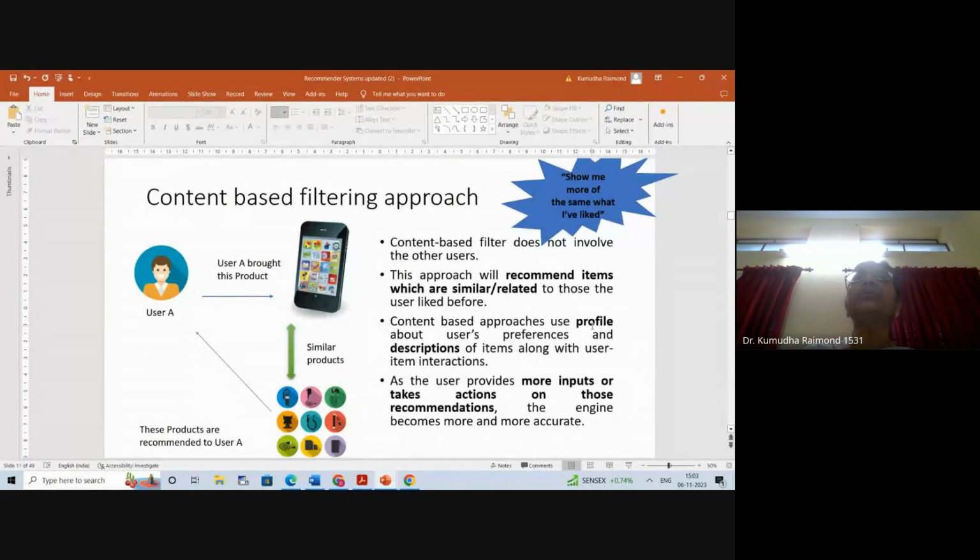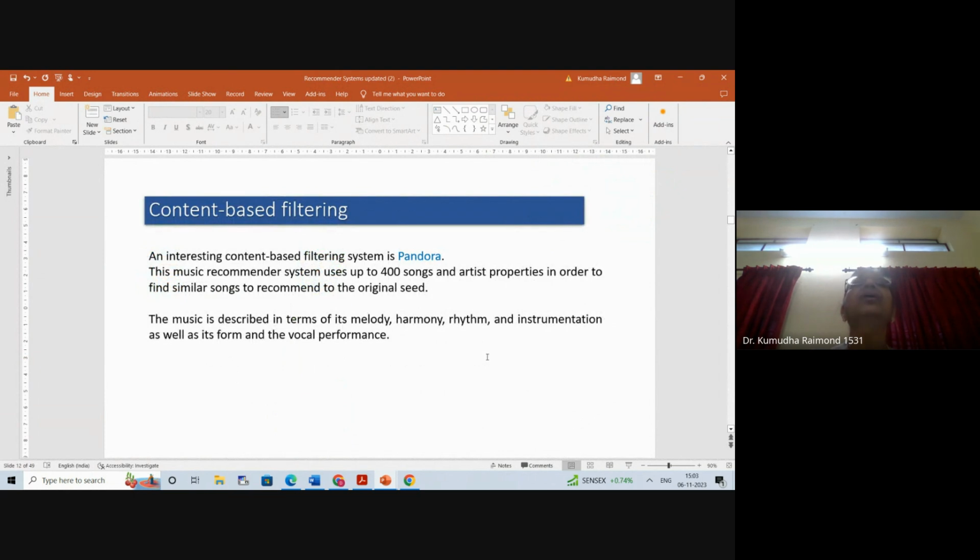So it uses the profile of the user's preferences and the description of items along with user-item interactions. What the user likes and what are the different types of items that I liked. So based on the previous history, it is going to recommend to me. That is called content based filtering.